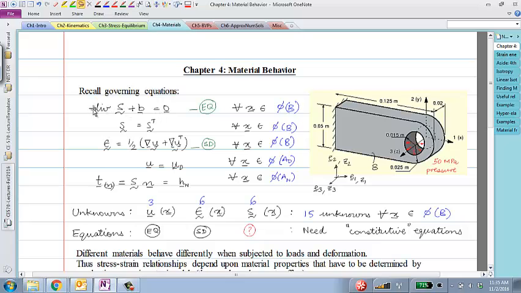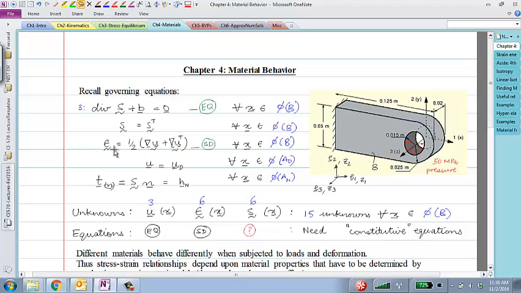We know that in order for this body to be in equilibrium, we must have this equilibrium equation satisfied point-wise, at every point in the body. So that gives me 3 equations right here. I have already assumed here that the stress tensor is symmetric, so S is equal to S transpose has already been used. There is this relationship that we saw for linearized strain, equal to half of grad U plus grad U transpose. That's the strain displacement relationship.